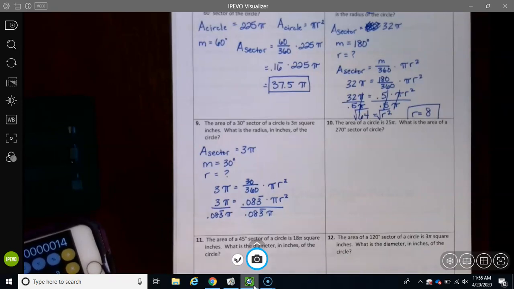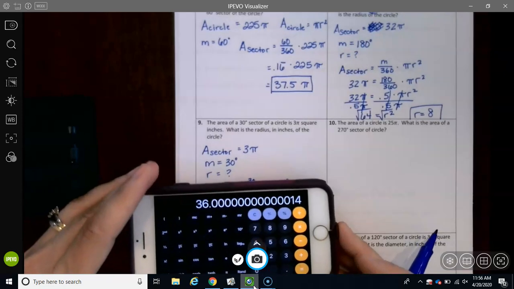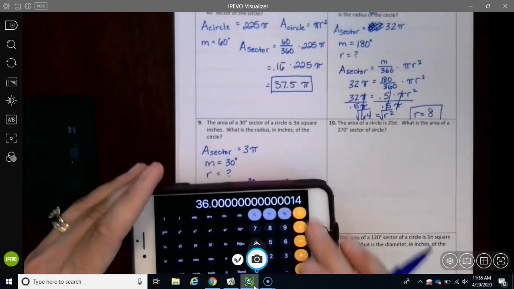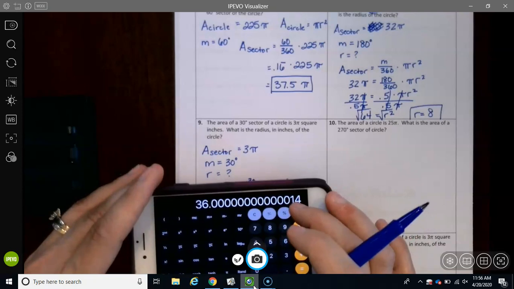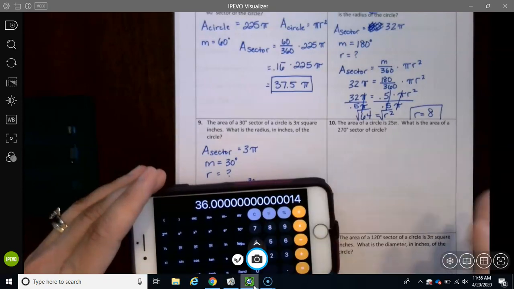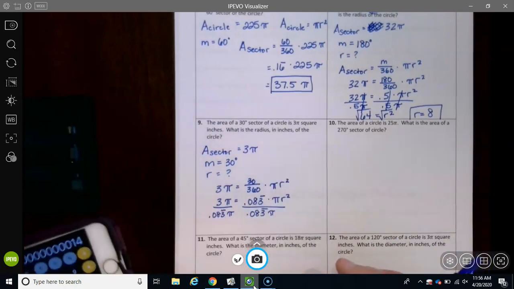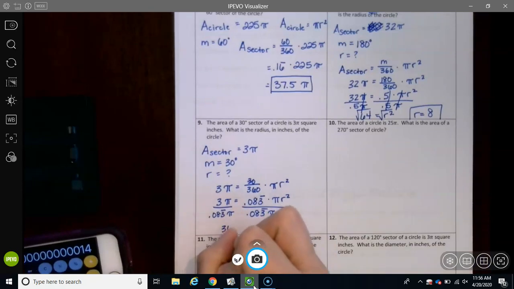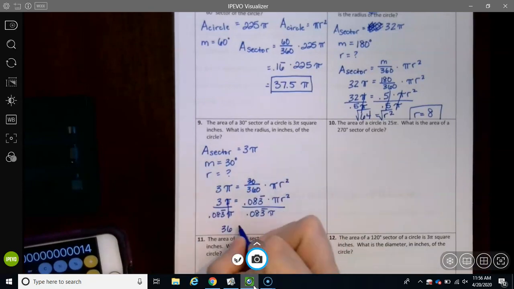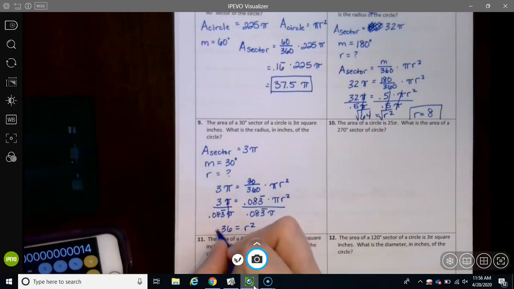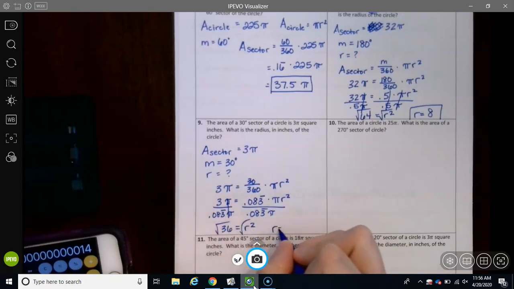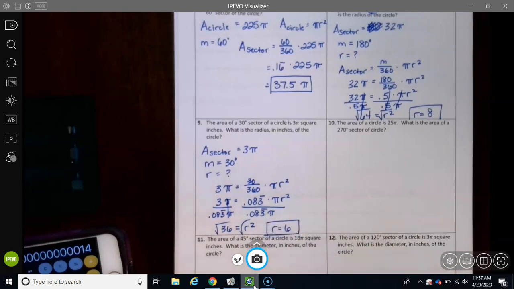And you get 36. What I ended up getting was like 36.000014, because I can't have it go on forever and ever. So actually it would just give us 36. The pi's have canceled out, and we're left with r squared on the other side. Then take the square root of both sides. So r equals 6. Alright.